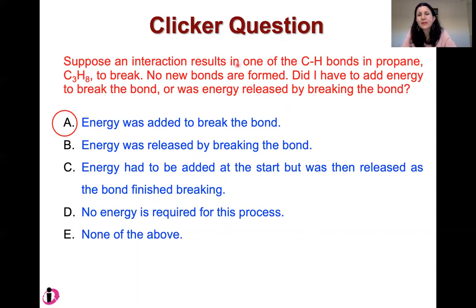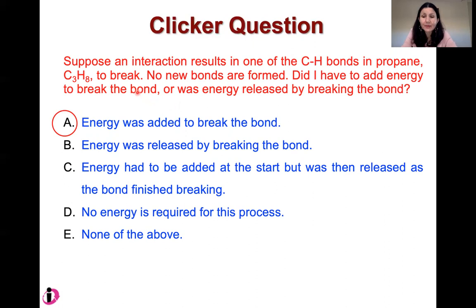This question might be a little bit confusing because you're thinking about propane, which you might connect to combustion, and you know that a combustion reaction results in a release of energy, that you didn't have to add energy, it released it. So if you are thinking about this, that was great thinking. But this particular question is just asking about the process of breaking a bond in propane.